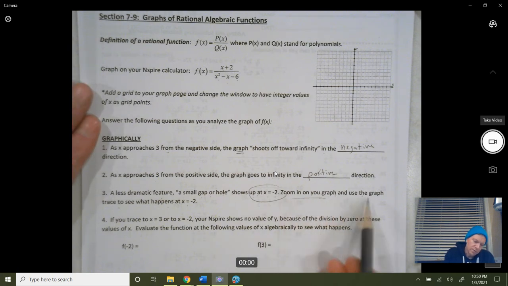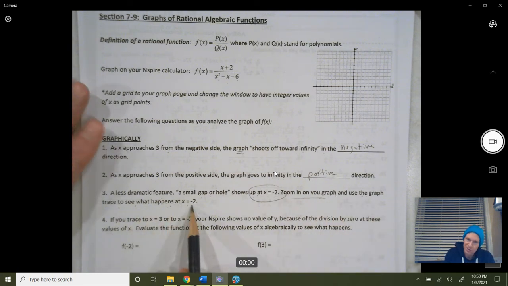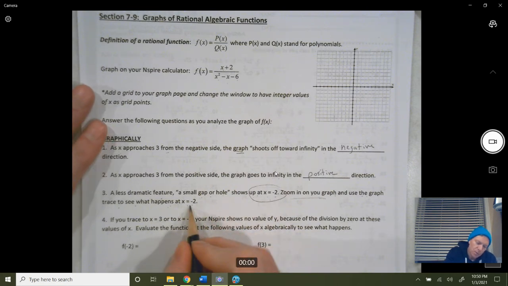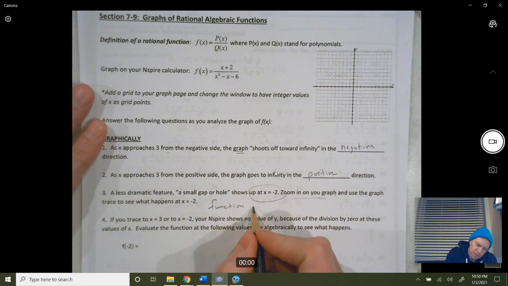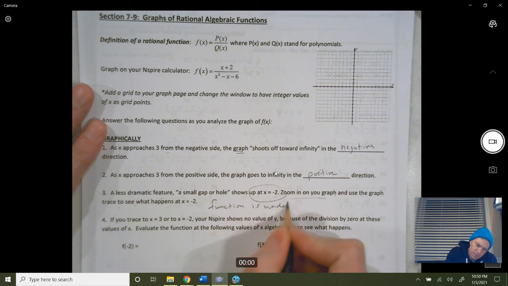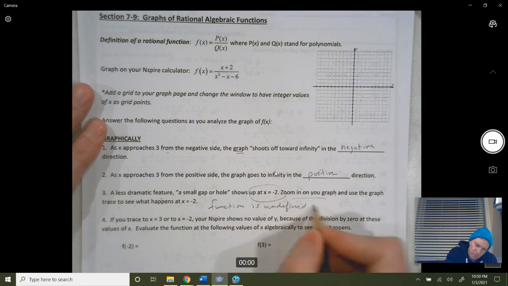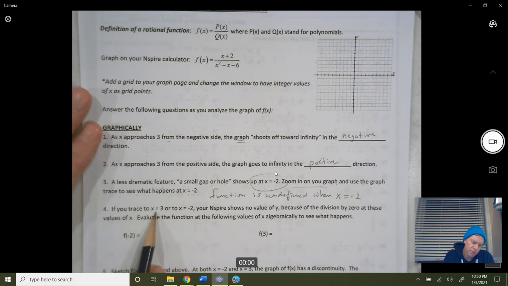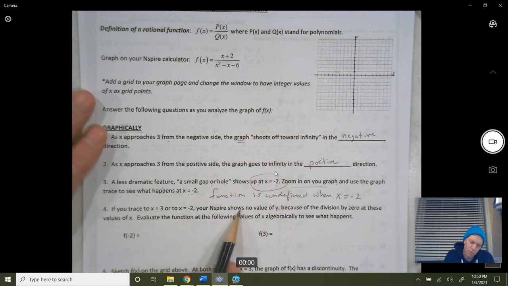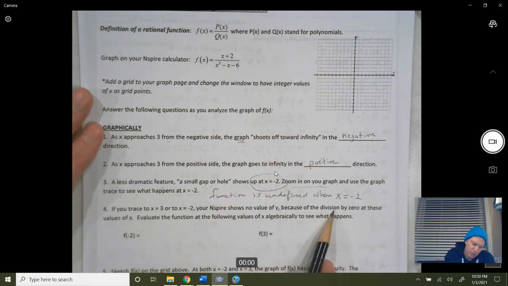Zoom in on your graph, use the graph trace to see what happens at x equals negative 2. When x equals negative 2, the function is undefined. Now, if you trace x equals positive 3 and x equals negative 2, the inspire shows no value of y. Remember, it showed that vertical dotted line because of the division by 0 at these values.